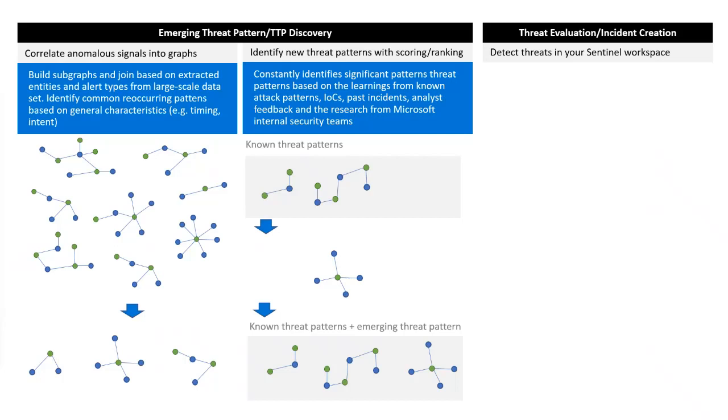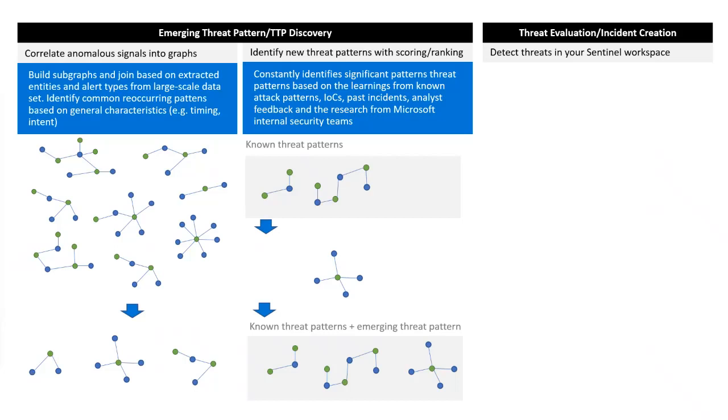So how this works in the second step is that we have a pool of known threat patterns based on the insights from security analysts, from the research done by Microsoft teams, from past incidents, etc. Fusion constantly learns from the known threat patterns and then applies a round of scoring and ranking based on how a real security analyst thinks, to identify those emergent threat patterns from the common patterns that we extracted from the last step.